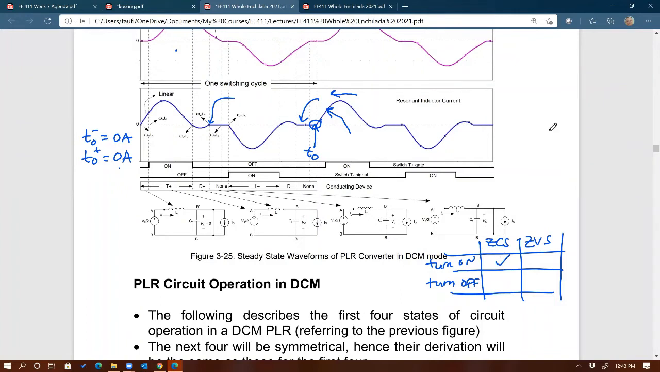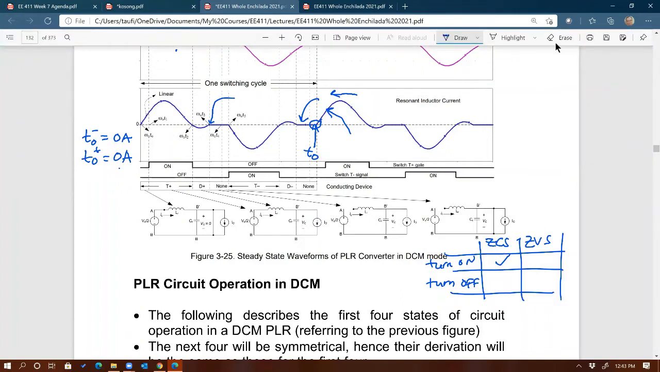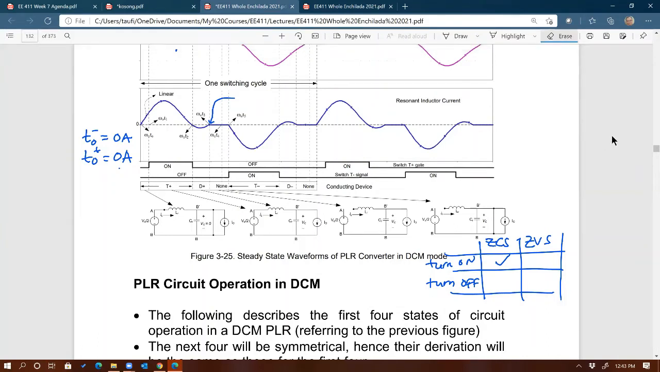All right. How about zero current switching at turn off? Who wants to volunteer? It would be a yes. Why? Right. Because at T0 plus and T0 minus, you have 0 amps flowing through. Why is it that at T0 plus it is 0?